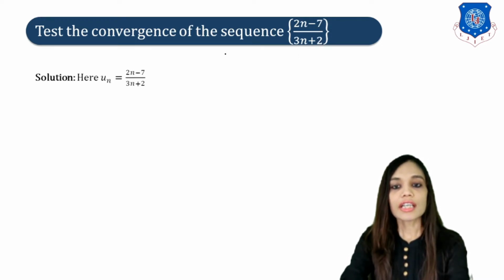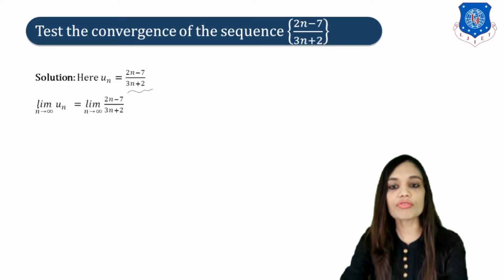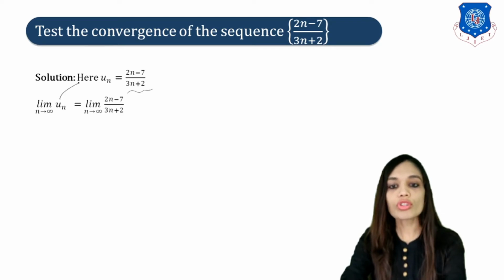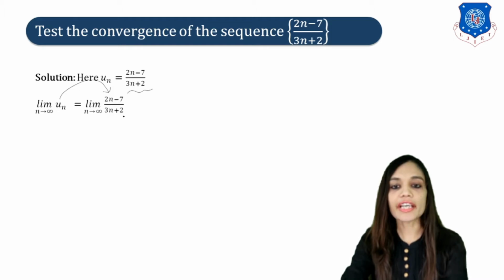So firstly, let us write our u_n. So our nth term u_n is equal to (2n - 7)/(3n + 2). Now in order to check the convergence, we will find limit n tends to infinity u_n. If it is finite, then we can say that the given sequence is convergent. So let us find the limit n tends to infinity u_n. Put the value of u_n, that is (2n - 7)/(3n + 2).